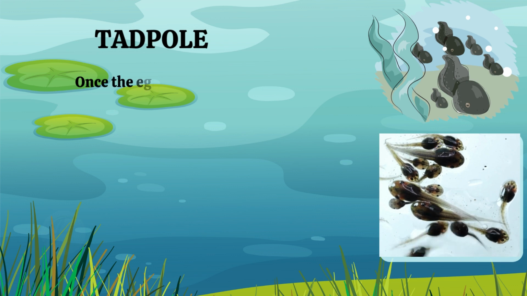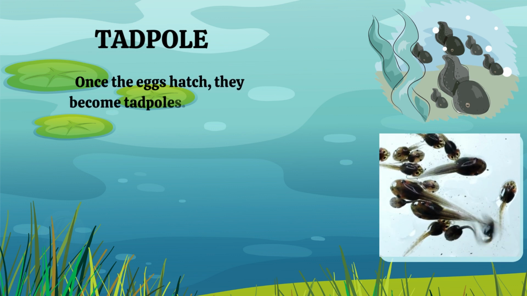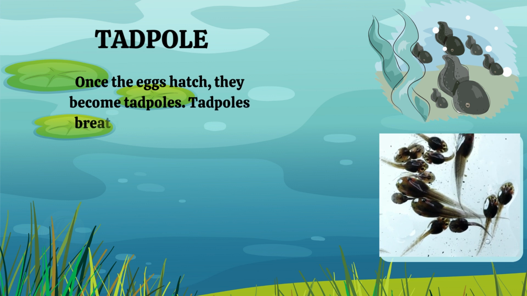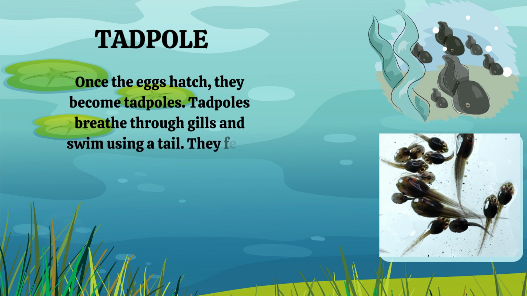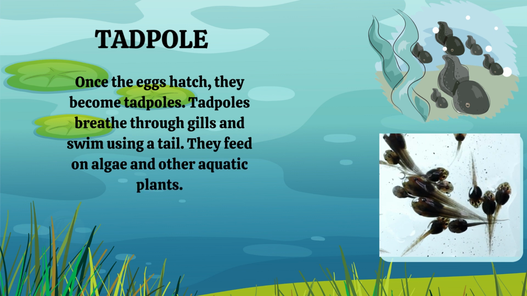The second stage is tadpole. Once the eggs hatch, they become tadpoles. Tadpoles breathe through gills and swim using a tail. They feed on algae and other aquatic plants.